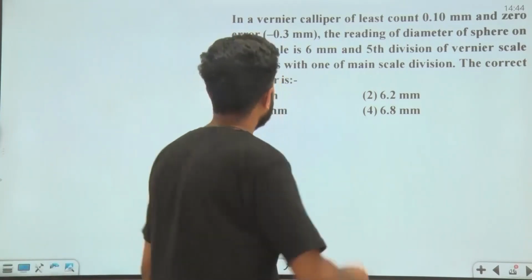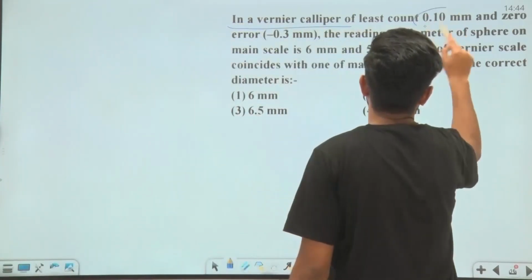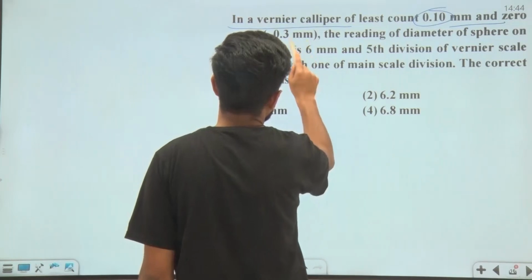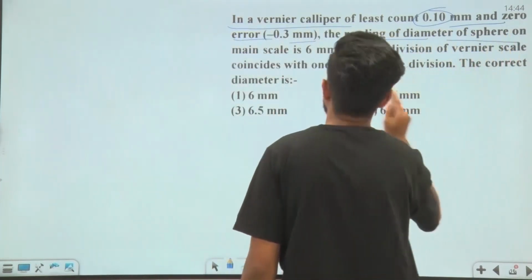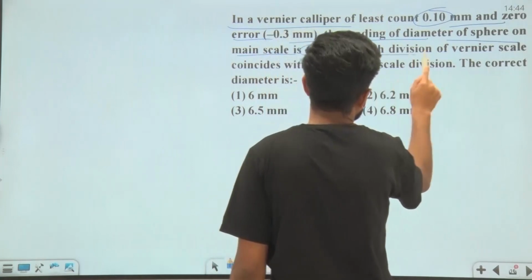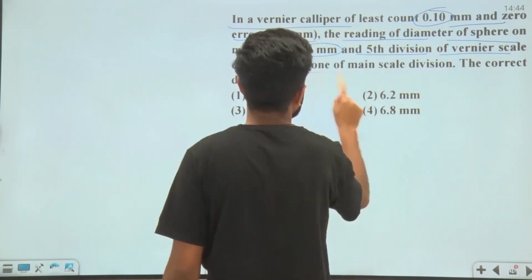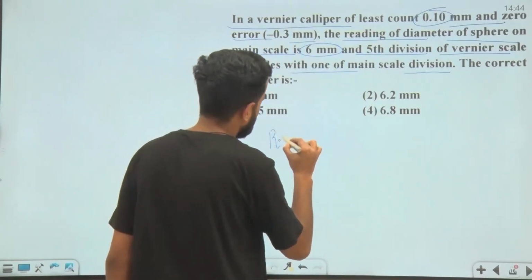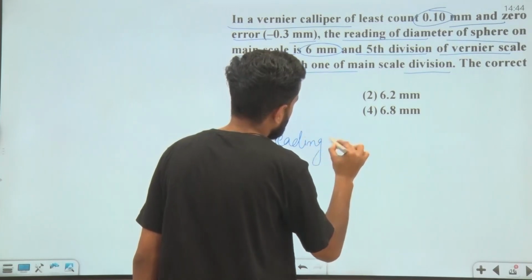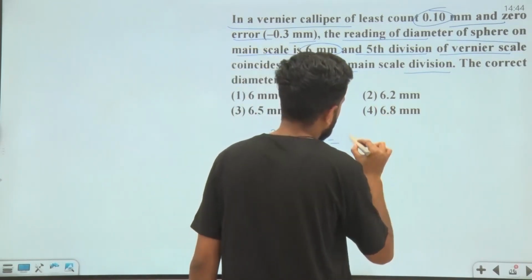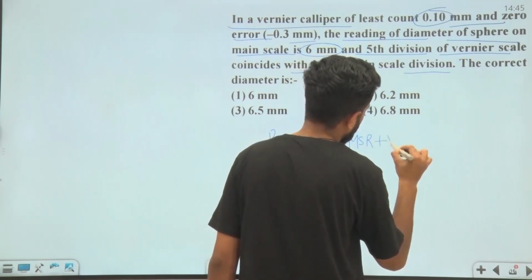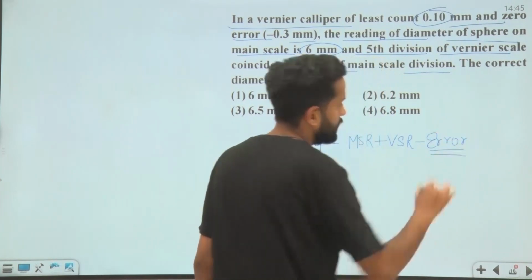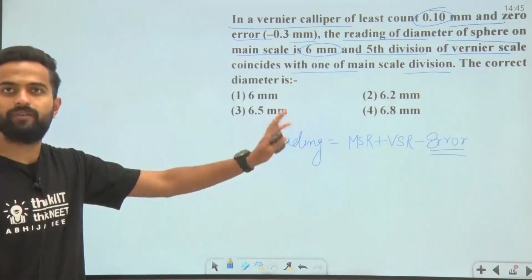Hello students, so the question is, in a Vernier caliper of least count 0.1 mm and zero error minus 0.3 mm, the reading of the diameter of a sphere on the main scale is 6 mm and the fifth division of the Vernier scale coincides with one of the main scale divisions. The correct diameter is, reading is given as main scale reading plus Vernier scale reading minus zero error. This is the format of writing a reading.